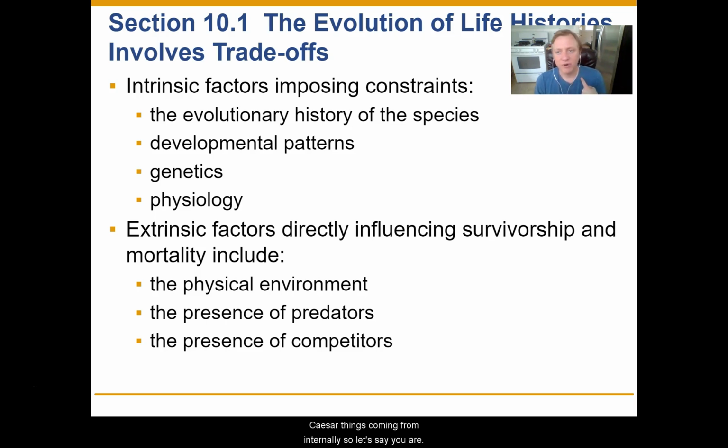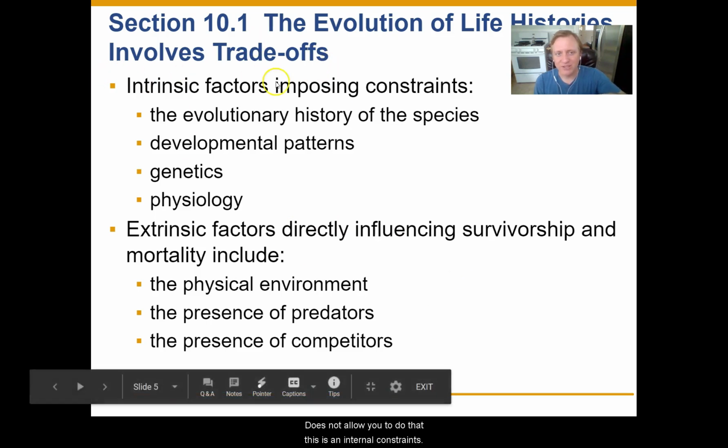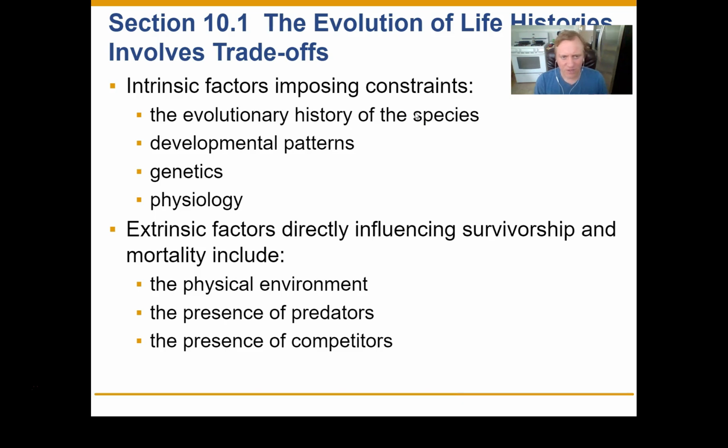So let's say you're a bird. This is going to be really dumb, just bear with me. Let's say you're a bird and you look down on the beach and you see sea turtles and you say, hey, I'd like to reproduce like the sea turtle. So I'm going to go ahead and lay 100 eggs or something like that at a time. You can't do that. Your evolutionary history does not allow you to do that. This is an intrinsic constraint on your life history.